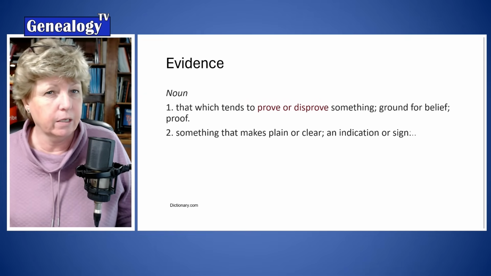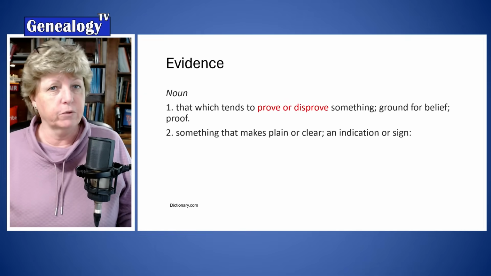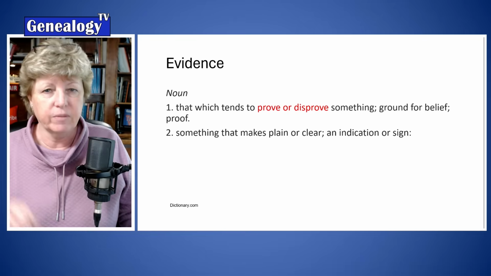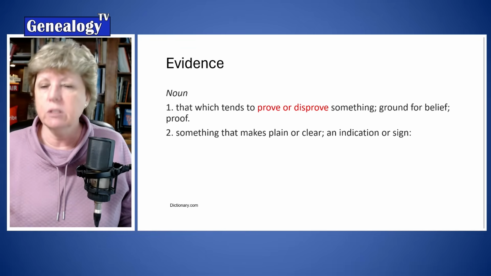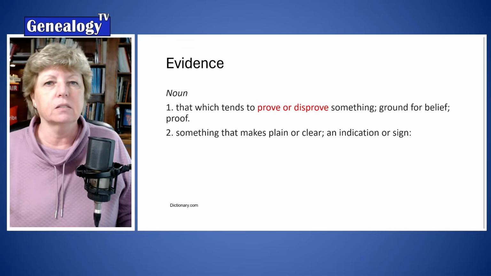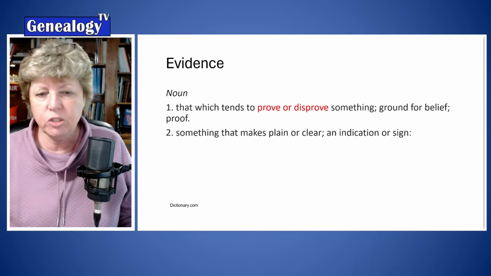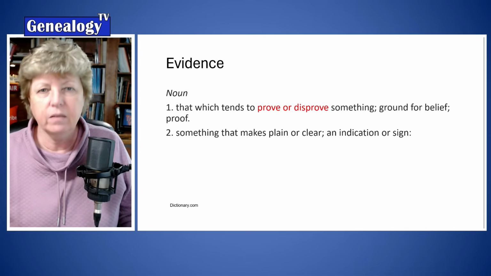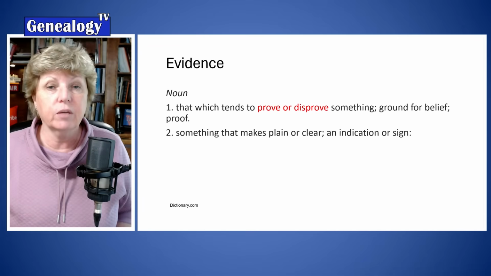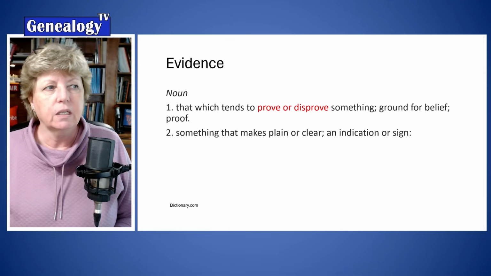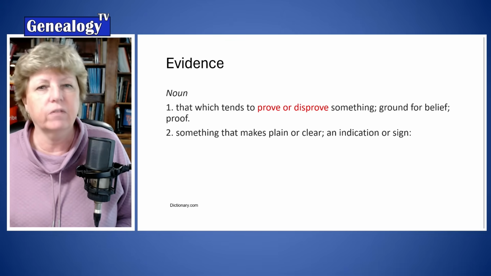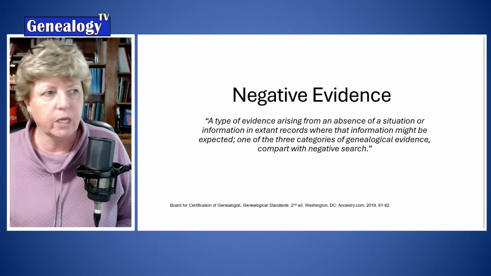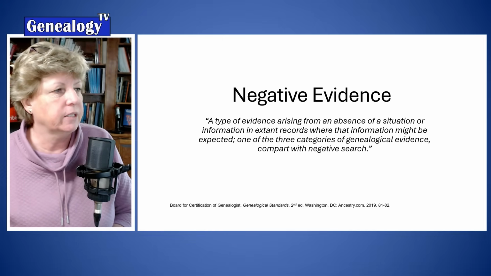But what I want to point out here is proof or disproof, because this is something that we try to do as genealogists, to prove or disprove our hypothesis or our question or our facts. We try to prove them and disprove them equally so that we feel confident that we have proof of the situation. Okay? So what is negative evidence?